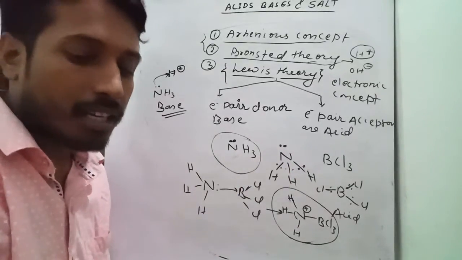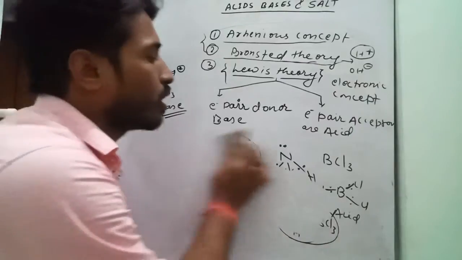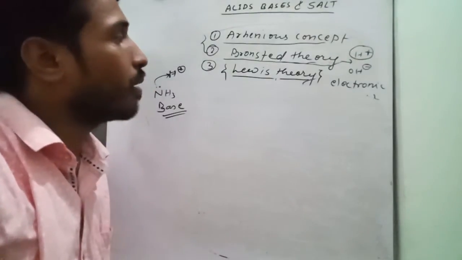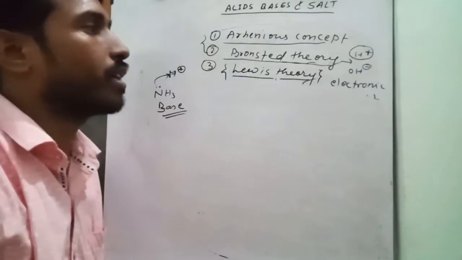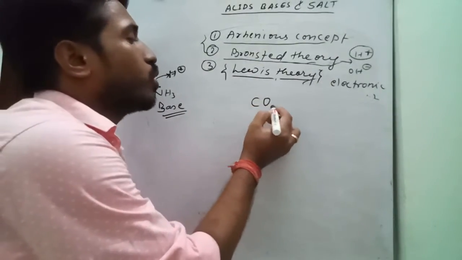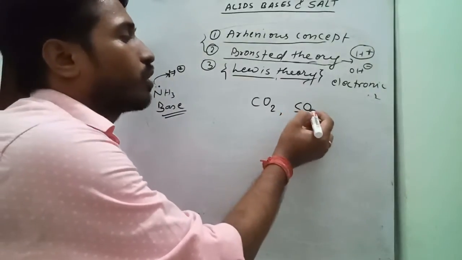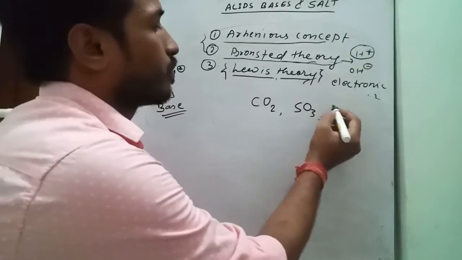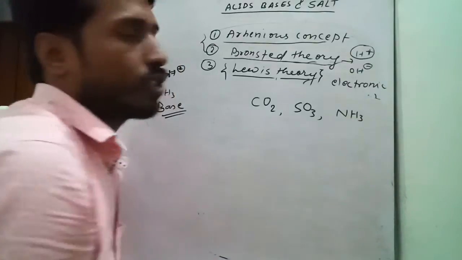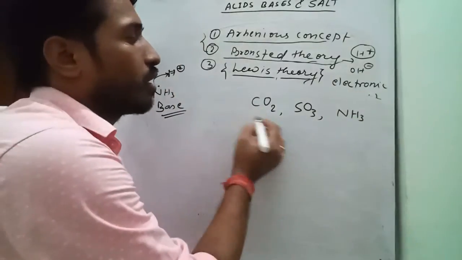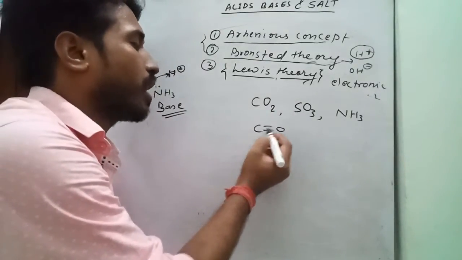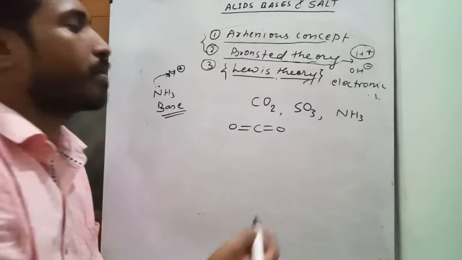Similarly, we can take other examples as well, by which we can define this concept, and by using this concept we will be asked whether the compound is acidic or basic. Let us say, suppose I have given you CO2, SO3, and another example, let us say NH3, and so on. Let us take these few examples. Here, carbon dioxide has this structure.